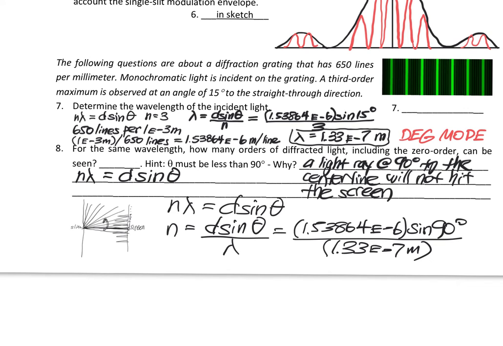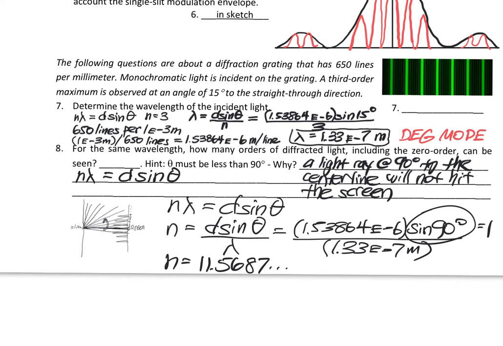All right, so we have 1.53864 times 10 to the negative 6 times the sine of 90 over the wavelength. Of course, we know that the sine of 90 is 1. So it's really just d over lambda. And we wind up with an n value of 11.5687. So that means that we are not going to see the 12th order maxima, because 12 is not going to show up on the screen. In fact, the last one to show up on the screen is order 11.